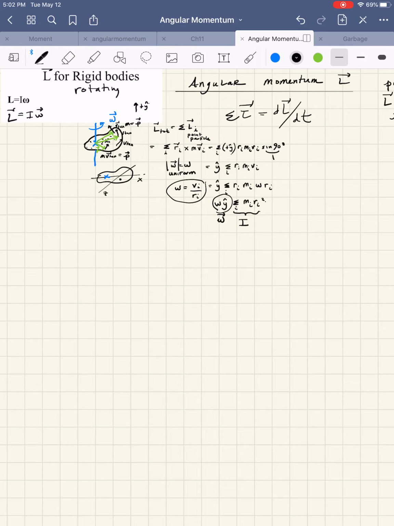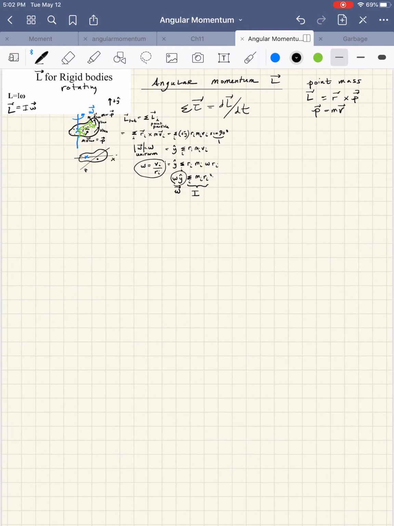So let's just practice that a little bit, just quickly find the angular momentum of a couple different configurations, very easily. Let's say I have a disk that has a mass m and a radius of r. And I'd like to find the angular momentum of that disk around two different axes of rotation.